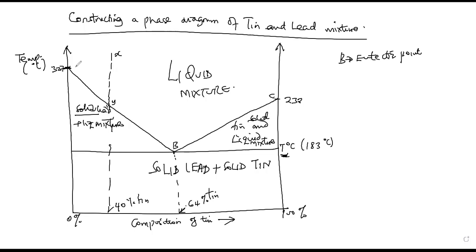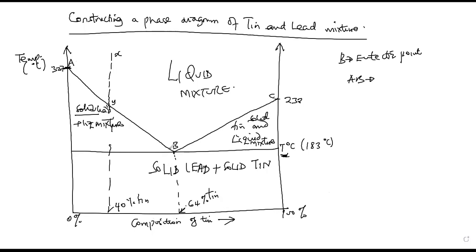Now, if I say this is my point A, you're going to find out that line AB shows the variation of freezing point of lead as tin is added, okay? AB shows variation of melting point, and variation of freezing point of lead as tin is added, or lowering of freezing point of lead as percentage of tin increases, because the freezing point of lead is decreasing as the composition of tin increases. As the composition of tin increases, then the freezing point of lead decreases.